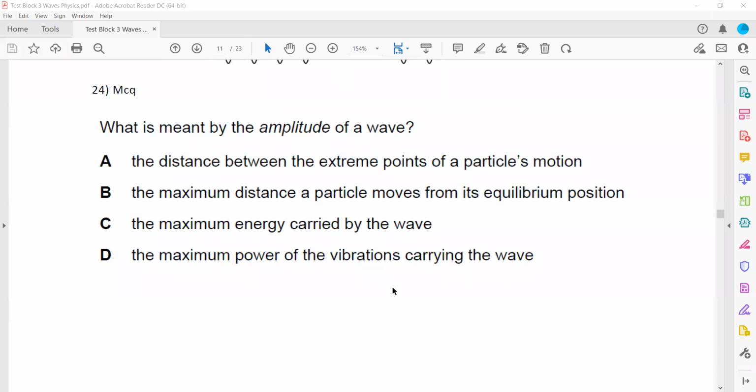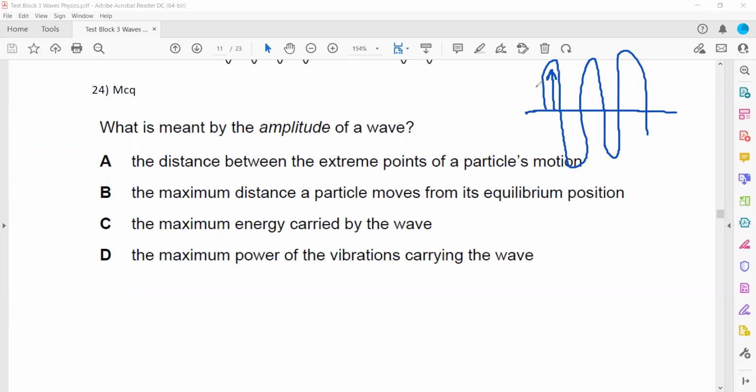What is meant by amplitude? Amplitude is basically the distance from the mean position to the extreme position. When we measure the distance from the mean position to the extreme position, we call that distance amplitude. So it is the maximum distance a particle moves from its equilibrium position. So B is the right answer. The equilibrium position is the center position, and the maximum displacement from it we simply call amplitude.